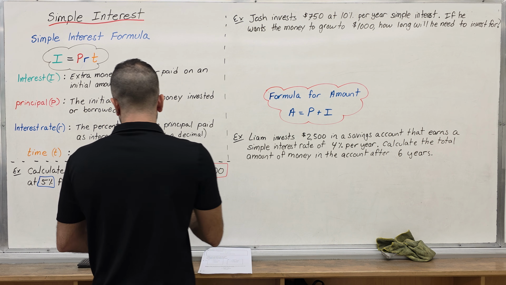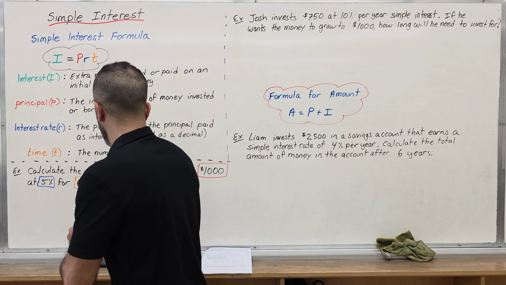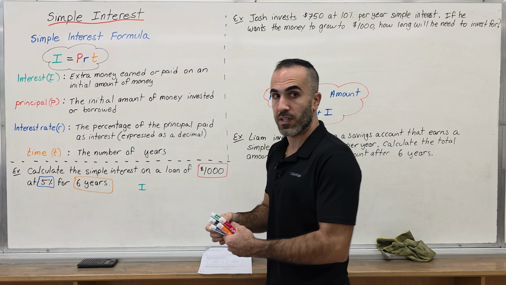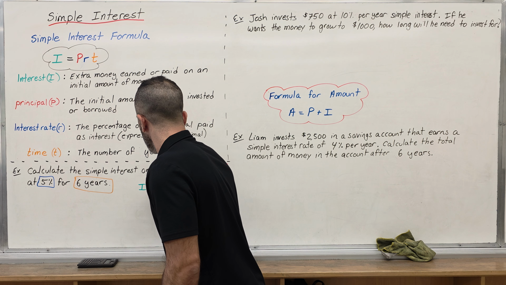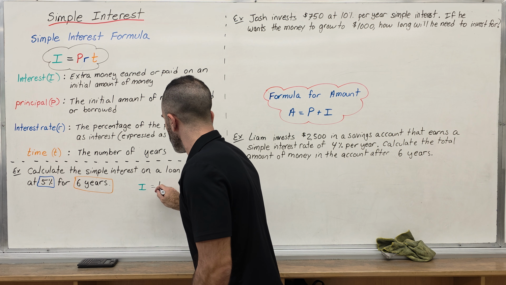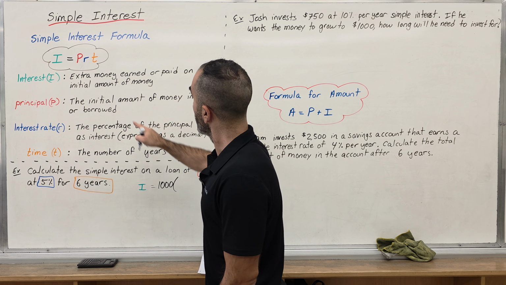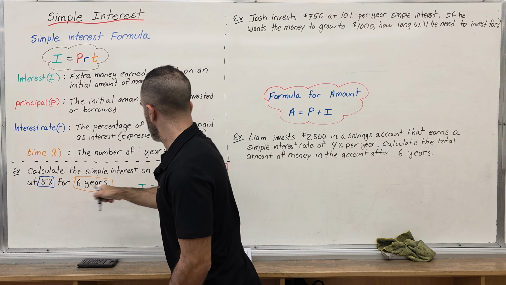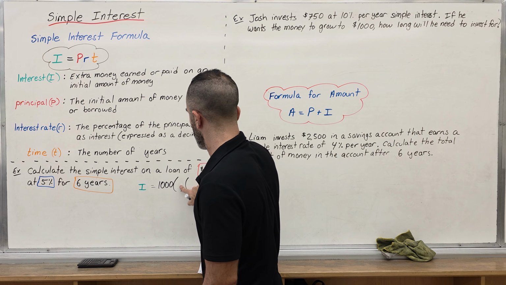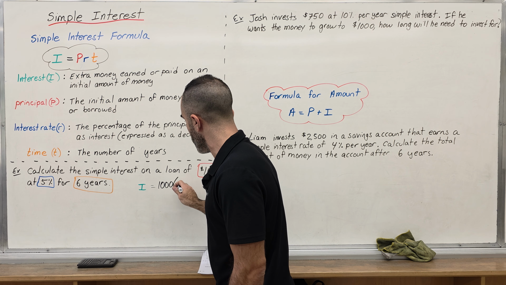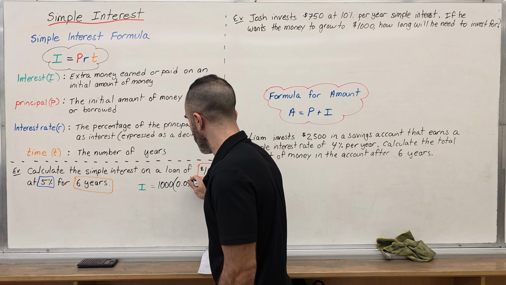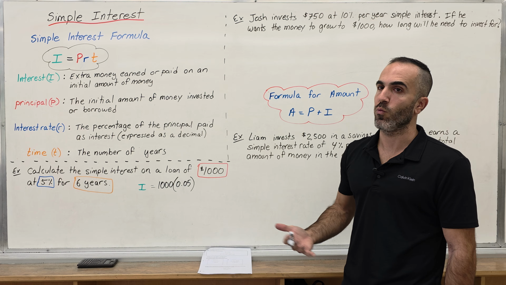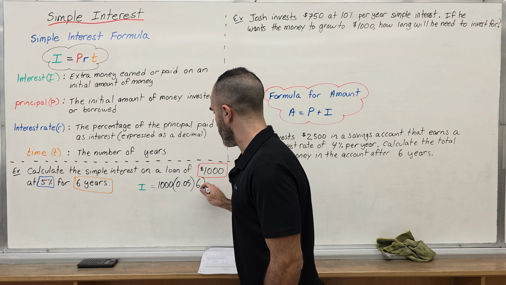So I got to come up with a formula, and that's going to be I, which is the interest, because it says calculate how much interest, equals P, 1,000, R, 6 years. Sorry, R is not 6. Let me just change this up. R is 5%, 0.05. You got to change it to a decimal. If you use 5, that's 500%. So you're going to be way off. And then years is 6.